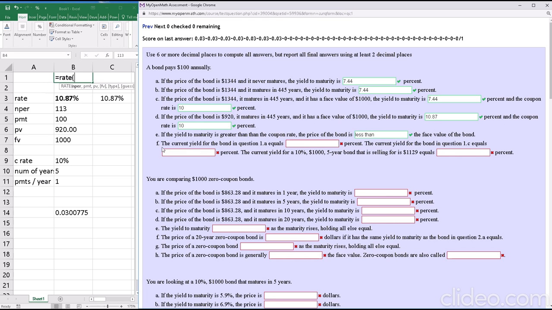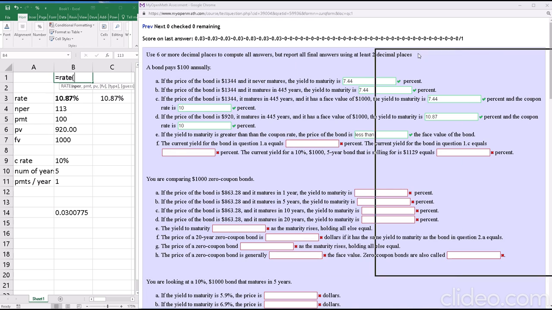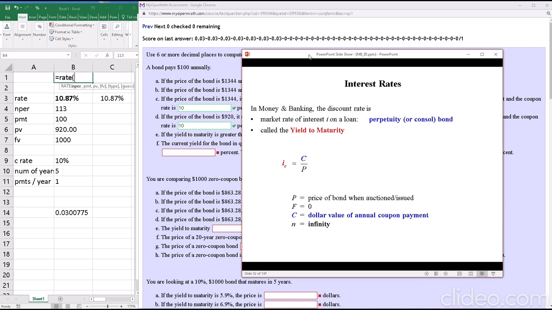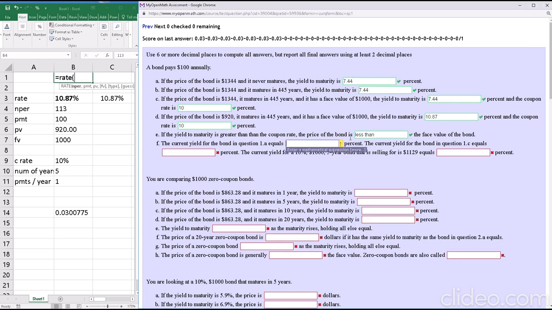Okay. Now in part F, the current yield for the bond in question 1A equals, remember what the current yield is? The current yield is just the yield to maturity for a perpetuity. So 7.44.